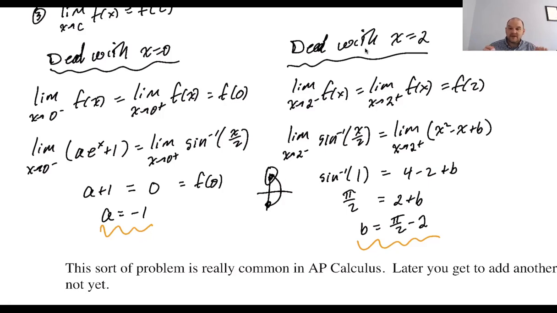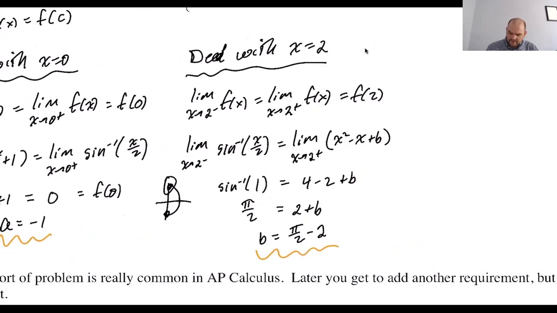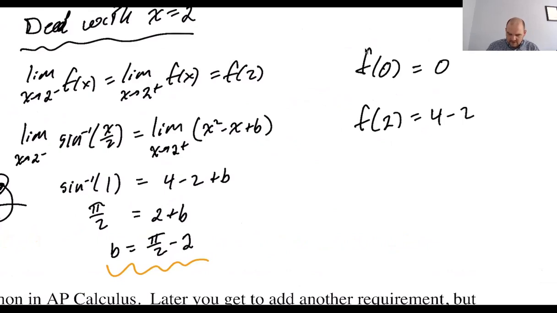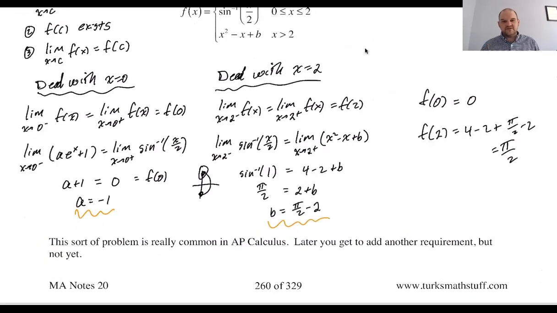So I would have added that branch, and then I would have added, I don't even want to work it out. Oh, well, I guess it would be 2 plus, what is it? Just pi over 2, I think. So f of 0 is definitely 0. F of 2 is going to be x squared, so it's 4 minus 2 plus, I don't know why I'm having trouble with this, pi over 2 minus 2. So pi over 2. But if we use these values, we'll get a continuous function.